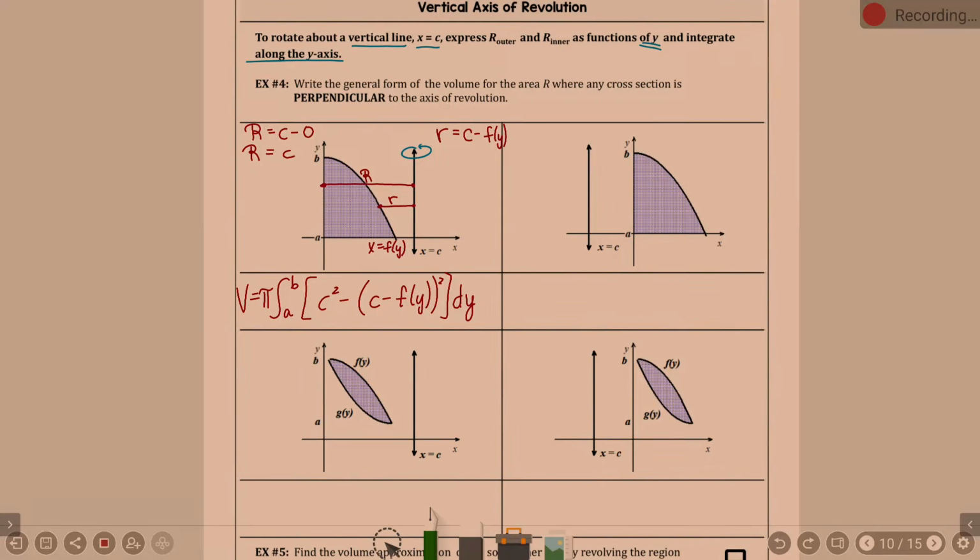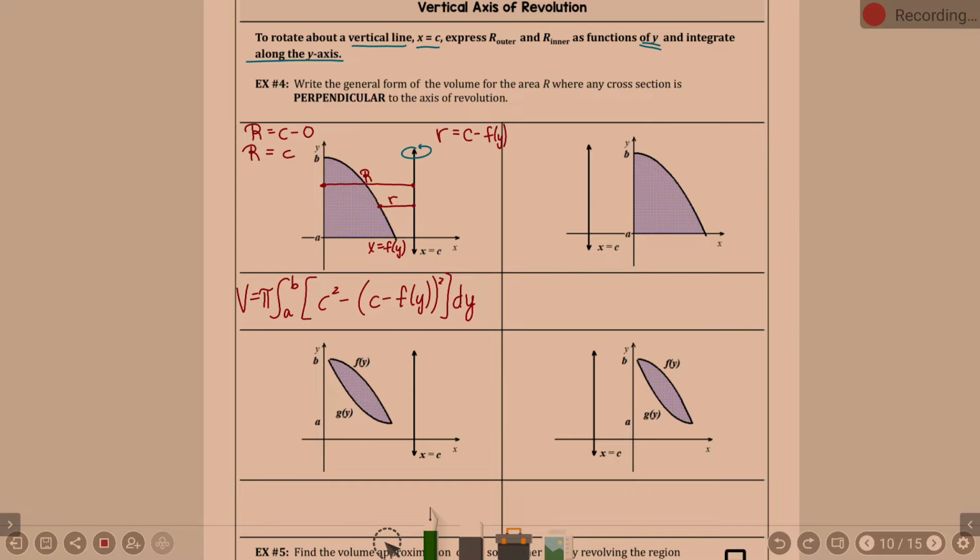Let's pick up where we left off in lesson 8-7. Last lesson, we had made our way through horizontal axis of revolution, and we were starting to talk about vertical axis of revolution. We had our first situation set up, and we were ready to set up our second situation.